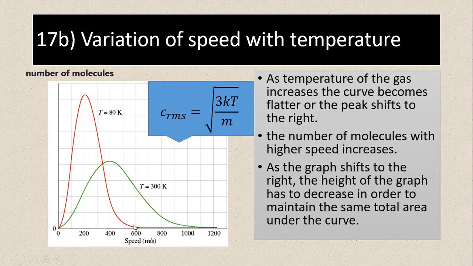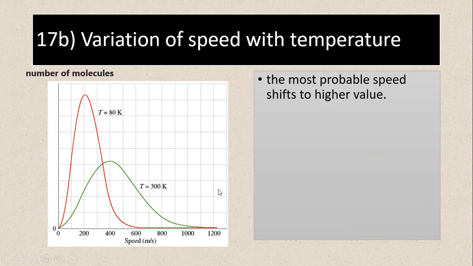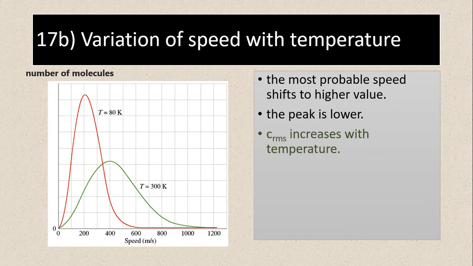So the root mean square speed is going to be here. Previously it was somewhere around here. Okay, from our derived equation, so our equation is okay. It helps us understand why we get this type of graph. The most probable speed shifts to a higher value, which is here. The peak is lower, right? That's the peak, or the height is lower. Root mean square speed increases with temperature.